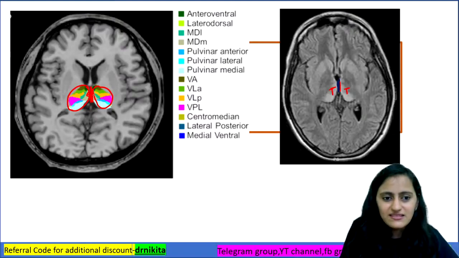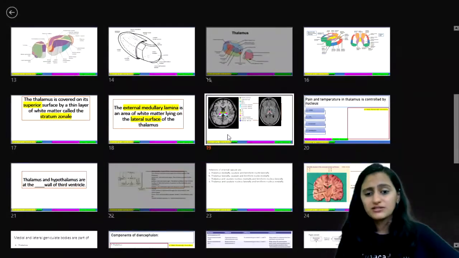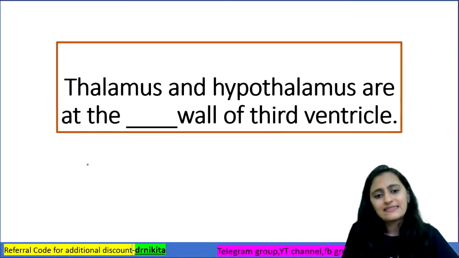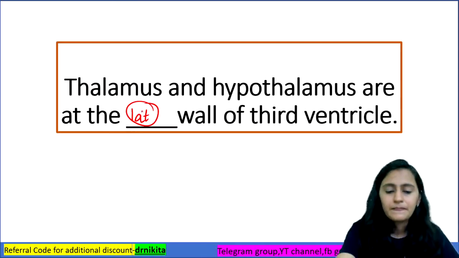So you can see that the thalamus is present on which wall? Now you can identify. It is the lateral wall, right? So keep these images in mind. Then it becomes very easy to answer. So it is the lateral wall of the third ventricle.